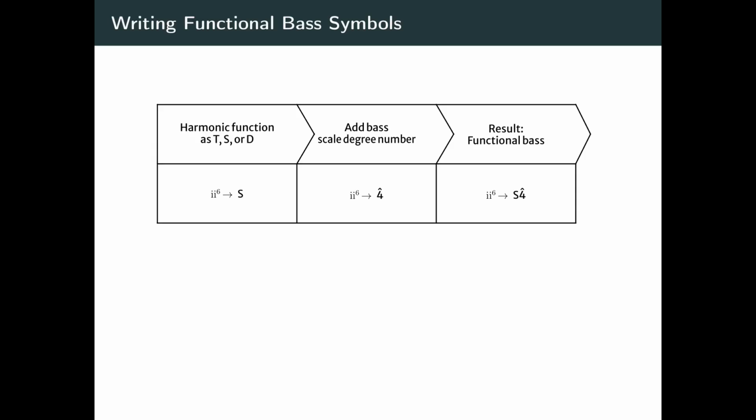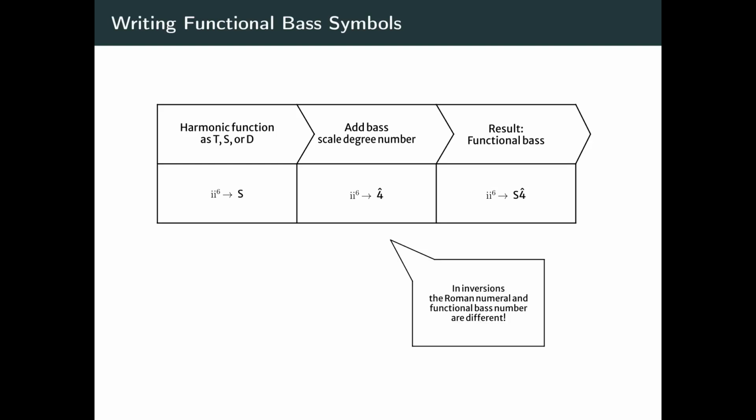Where students sometimes mess this up is when the chord is not in root position. In inverted chords, the Roman numeral, which tells you the root scale degree number, and the functional base will have different numbers. For example, a 1 chord in first inversion has scale degree 3 in the base, so its Roman numeral is 1, but its functional base is T3. Let's see this in action with some chord progressions.